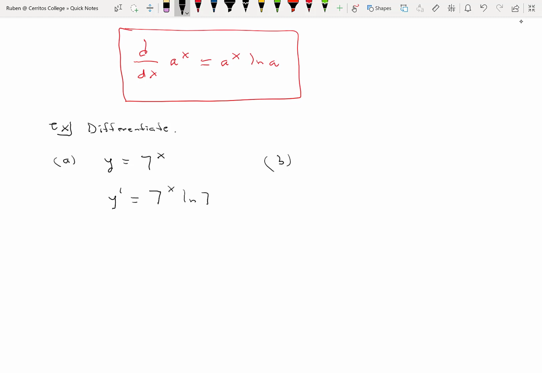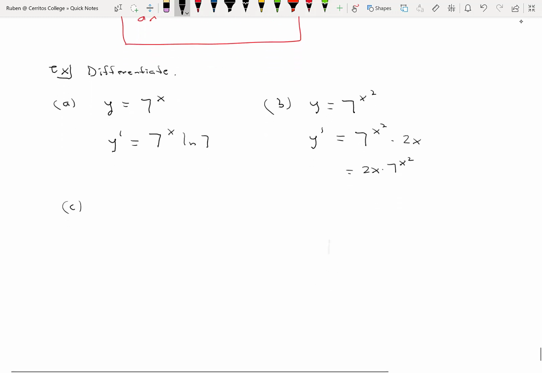Part B. Let's up the game a little bit. So let's say y equals 7 to the x squared. So the derivative then is the derivative of 7 to a power is 7 to that same power again by the formula in red above, times by the chain rule the derivative of the exponent. Derivative of the exponent would be 2x. So we could either leave it that way or write it as 2x times 7 to the x squared. And that's it. There's nothing else to do with that, really. Part C.